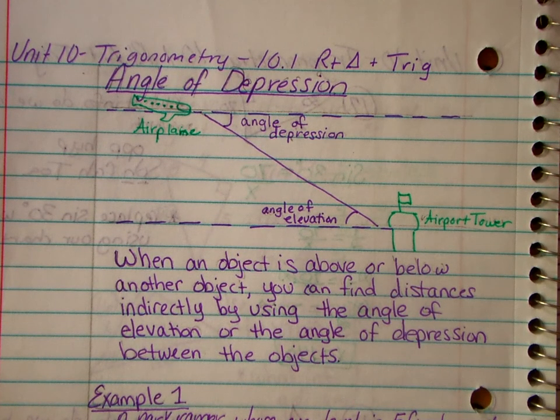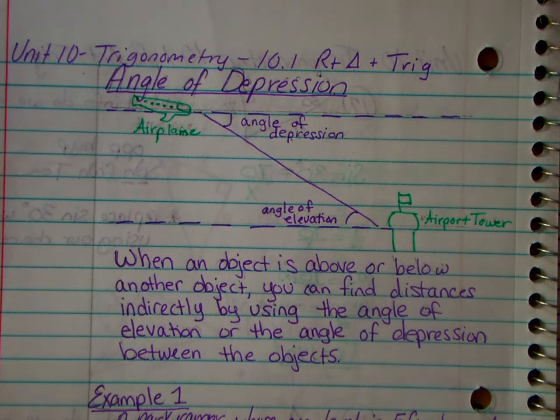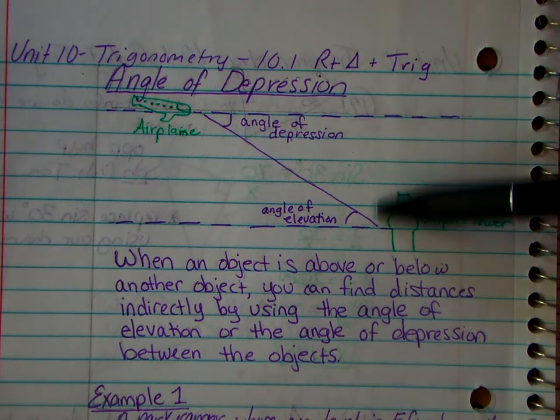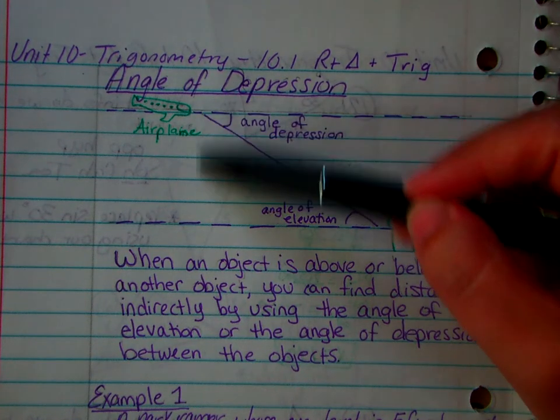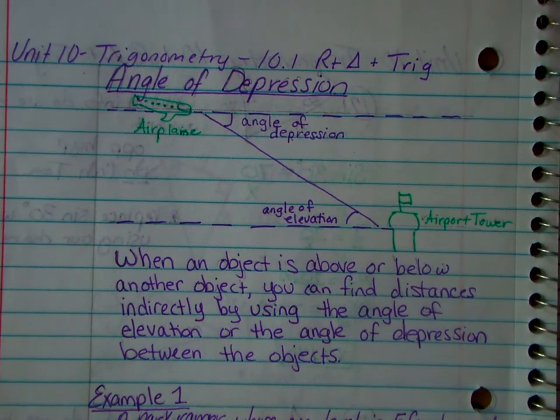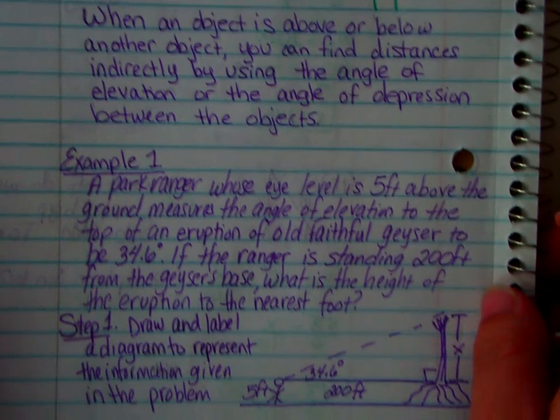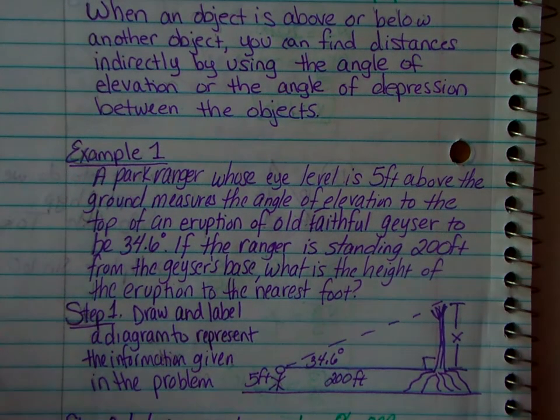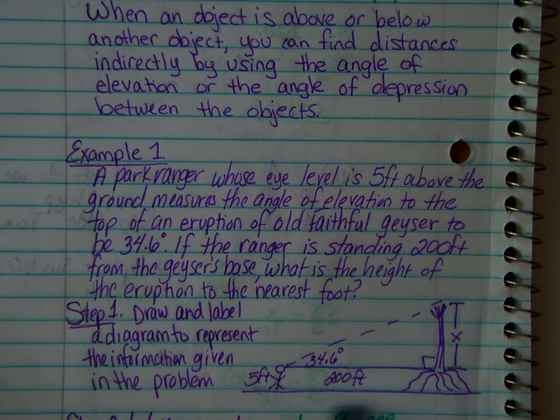Okay, so when an object is above or below another object, you can find the distance indirectly by using the angle of elevation or the angle of depression between the objects, because all you have to do is create some triangles, and then we can use our trig functions to find, okay? So for our first example, we are going to look at a park ranger example, okay? So a park ranger whose eye level is 5 feet above the ground. So I did my little guy, and he's 5 foot above the ground.